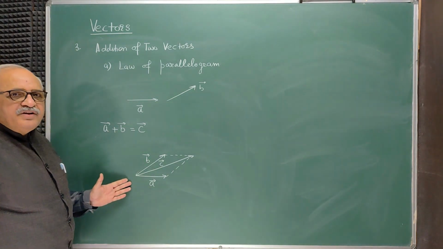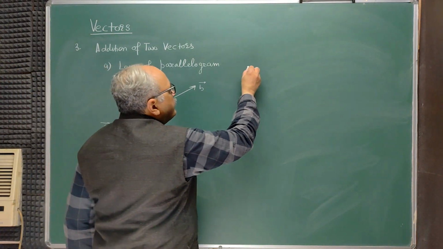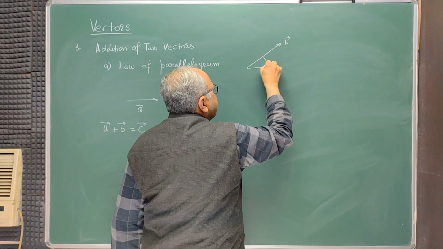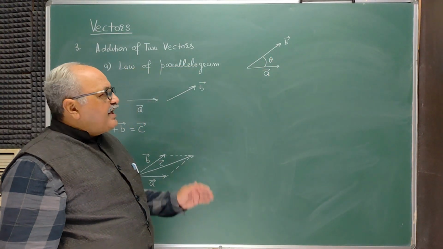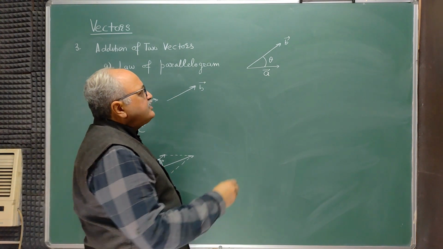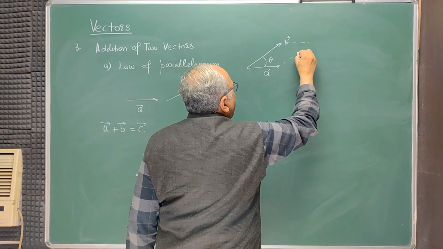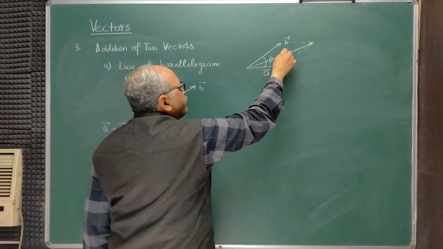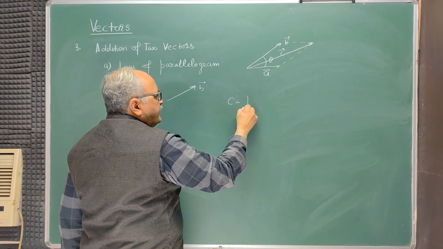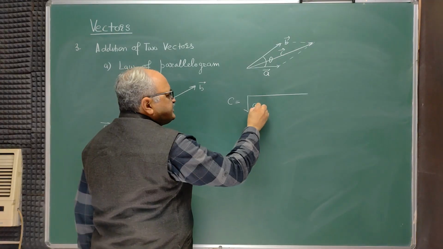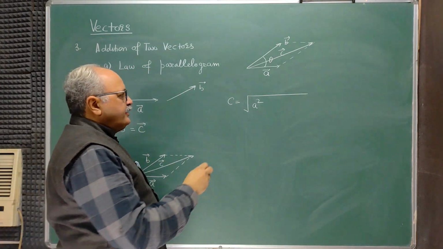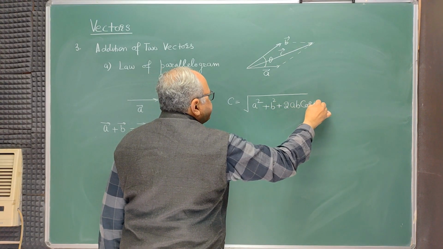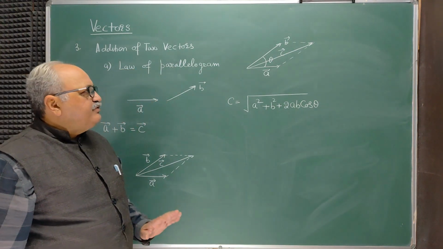Now the same thing can also be taken in an analytical way. How? Look at this. This is A and this is B vector, and let us say this angle is theta. That is the angle between A and B. Now this vector C, which according to the law is a diagonal starting from the common point of A and B, has a magnitude given by the formula square root of A squared, where A is the magnitude of vector A, plus B squared plus twice AB cos theta. This is how we can write the magnitude of this vector.